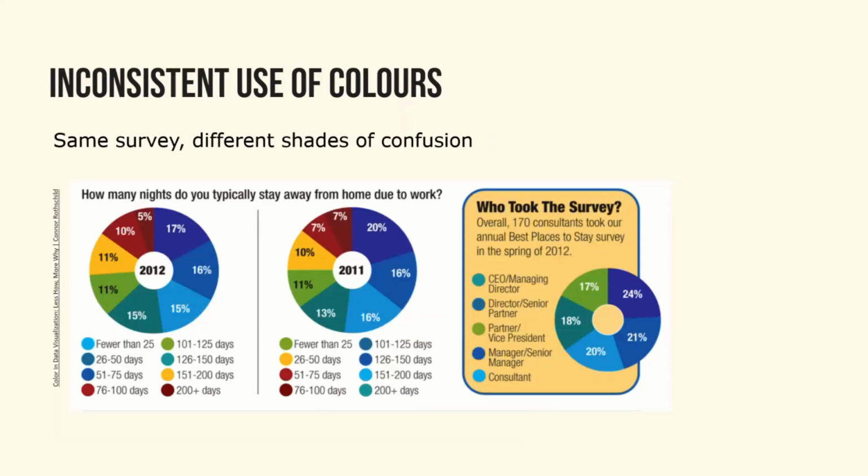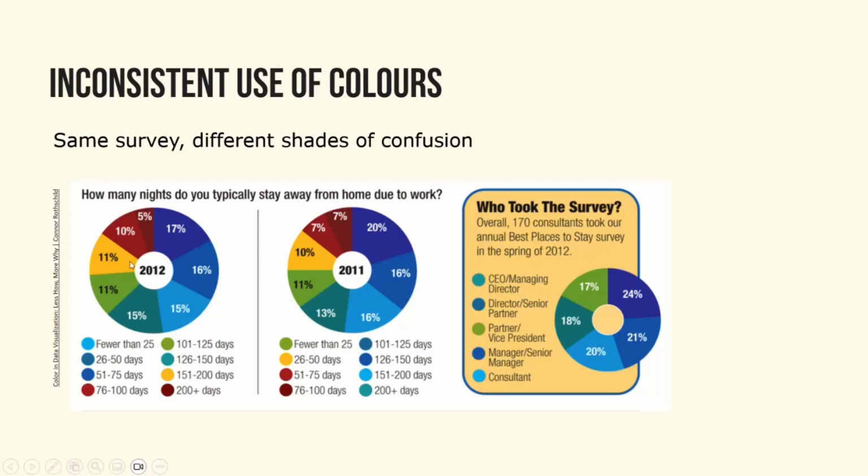Next, we have inconsistent use of colors. And we have here the same survey results from 2011 and 2012. How many nights do you typically stay away from home due to work? And of course, that's definitely not the best type of chart to illustrate the difference between two years. But let's have a look at the categories.